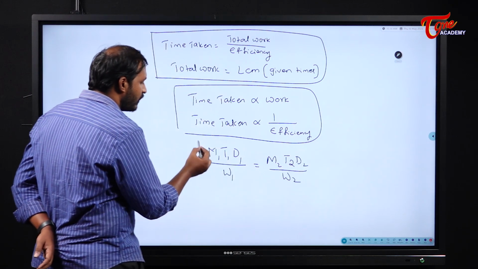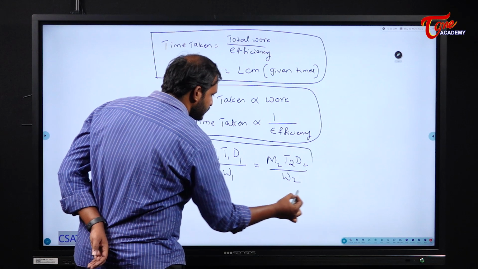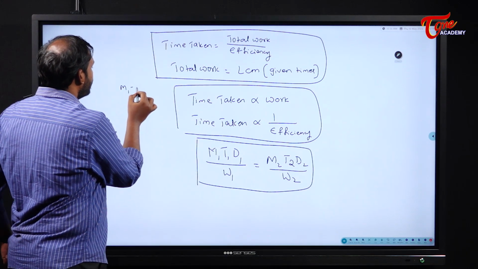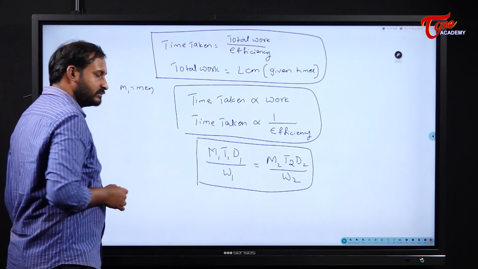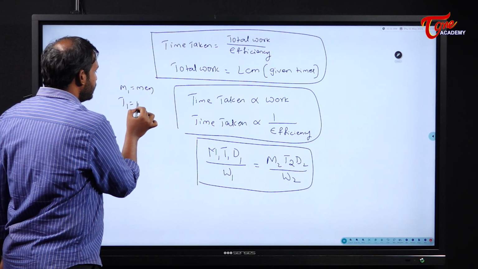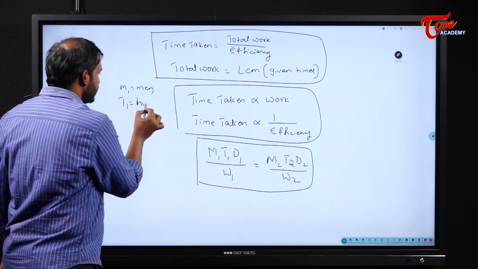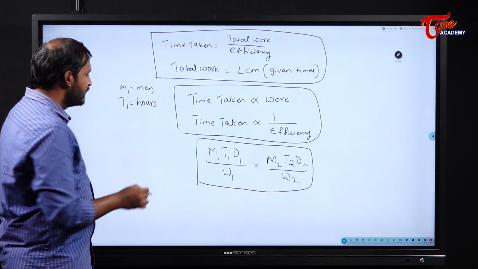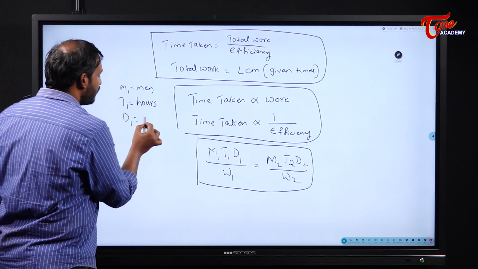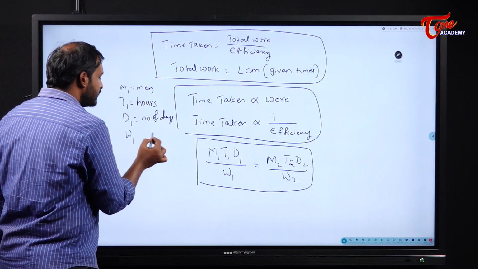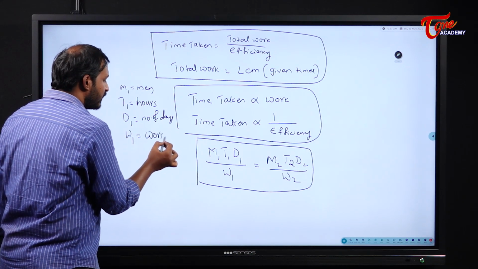What is this M1? What is this T1? What is this D1? What is this D2? I will tell you. M1 means the number of men in the first case. T1 means hours, in how many hours they will work. Next, D1 means number of days. And W1 means the work done.